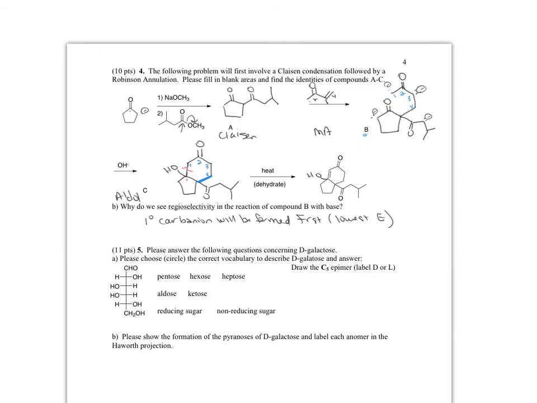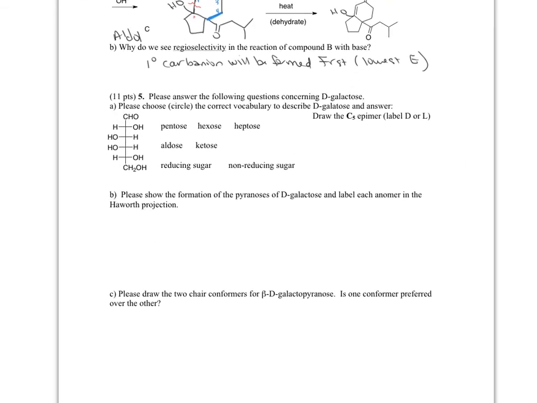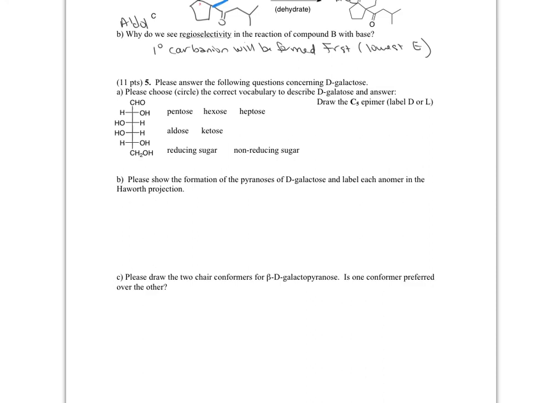Okay. Please answer the following questions concerning D-galactose and circle the correct vocabulary. So this must be D-galactose over here. I count and notice that I have 6 carbons, so it's definitely a hexose. It's got an aldehyde functionality, so it's an aldose. It's a reducing sugar because it's an aldose. They want us to draw the C5 epimer, so we're going to leave everything the same. Here's 2, we don't change. 3 we don't change, 4 we don't change, 5 we change.